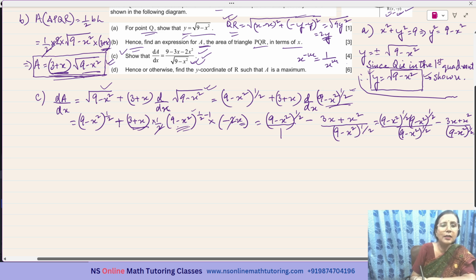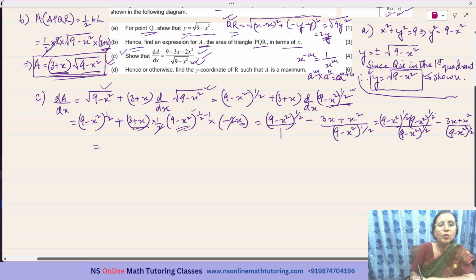So this is 9 minus x squared raised to the power of half times 9 minus x squared raised to the power of half. What is a raised to the power of m times a raised to the power of n? It is equal to a raised to the power of m plus n, where a can be taken as 9 minus x squared. Okay. And m is half and n is half. So it will be 9 minus x squared raised to the power of half plus half, which will be equal to 1.